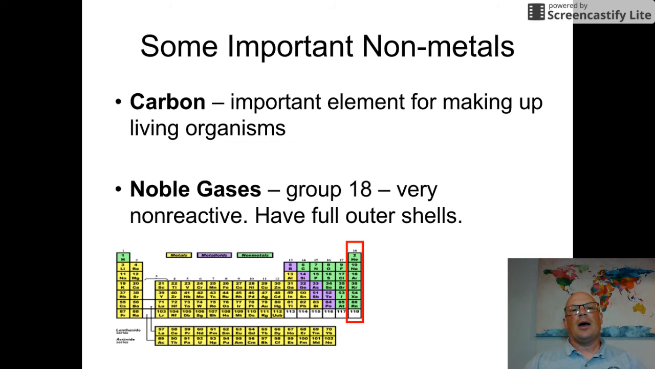Some important nonmetals, some things just to remember. Carbon is an important element for life. It makes up living organisms, and so carbon is in every organic substance. We also have the noble gases, group 18, what I was just talking about a minute ago. They're very non reactive, have full outer shells. As you move across the table, they're an exception to the rest because they play by their own rules, so to speak. They don't play well with others.